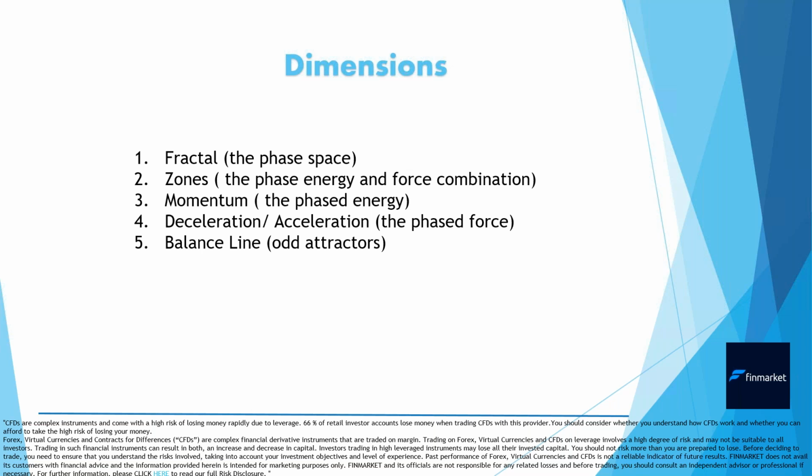Basically, what you want to focus on is going to be the fractal, which is the phase space, which gives us the phase of the market's reaction, and the momentum. The balance line, not so much. So we're going to focus on the fractal and on the momentum. For momentum, we can use our alligator to take advantage of the momentum phase. The fractal is the one that I'm going to explain to you in the next one.